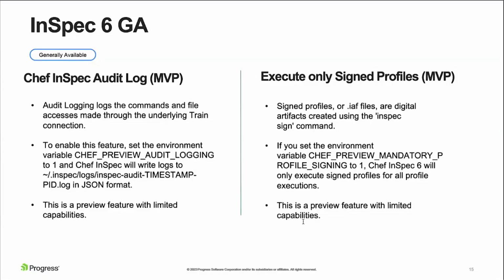All right. So another couple of features which we have launched in preview or MVP state with InSpec 6 are the audit log support feature and the mandatory profile signing feature. With respect to the audit log support feature, it's basically a process of documenting any activities associated with software systems used across your organization. So this is the basic functionality of audit logging.